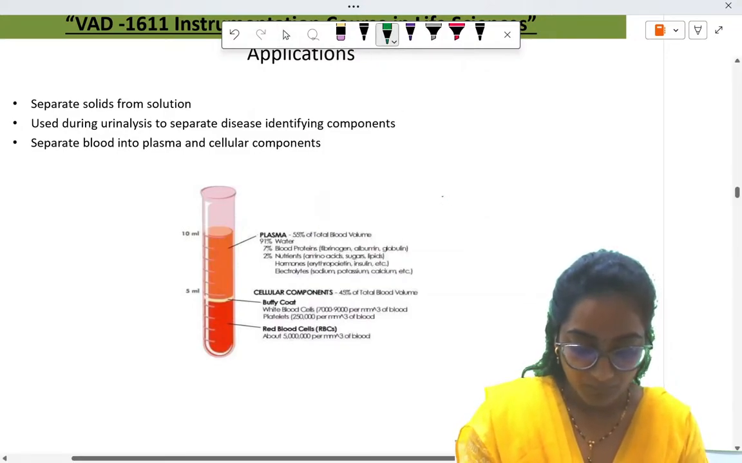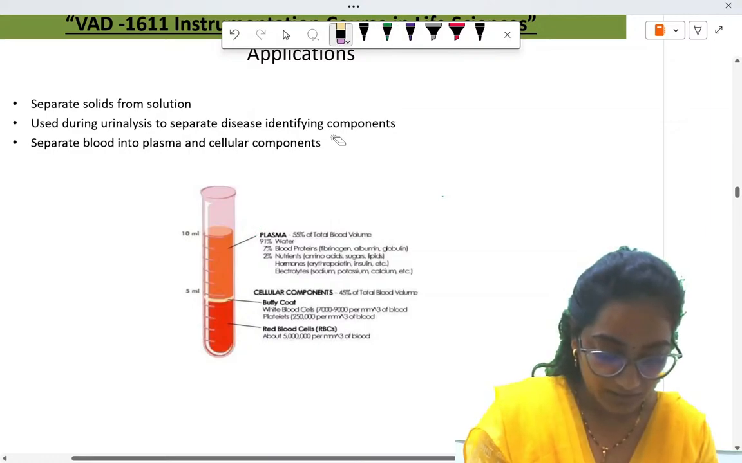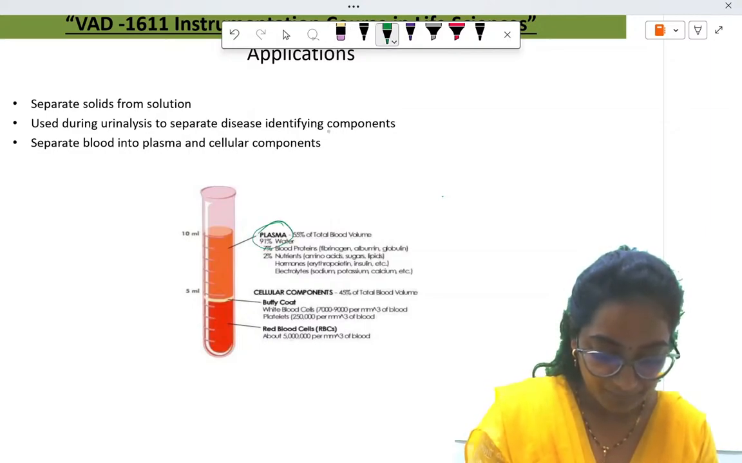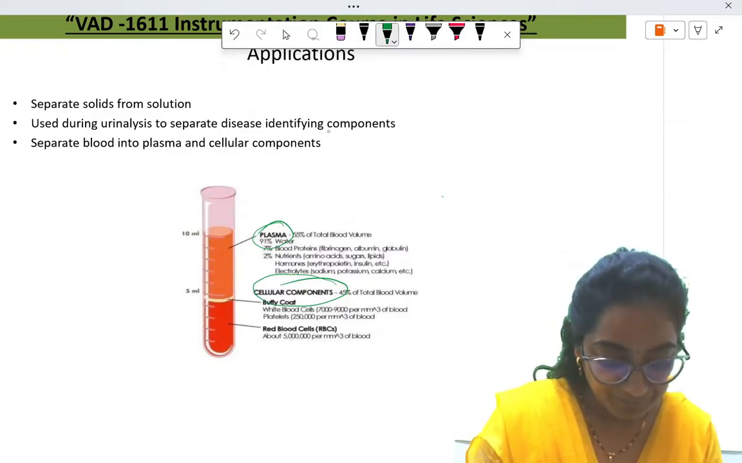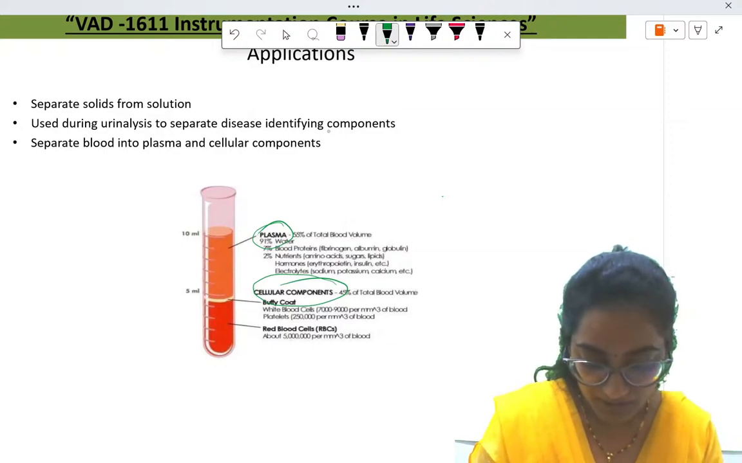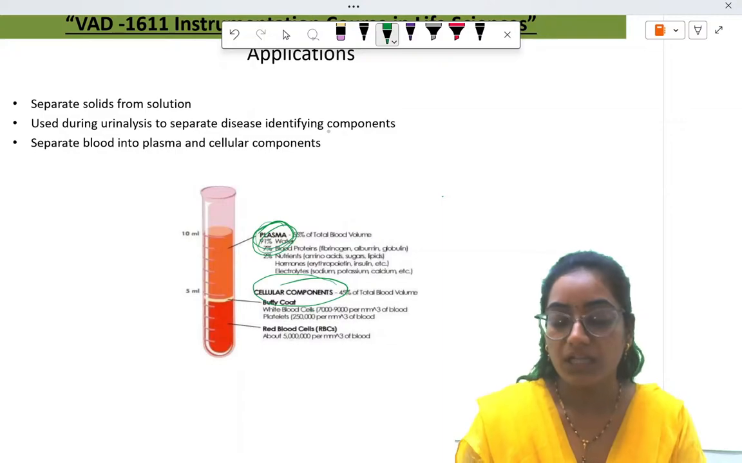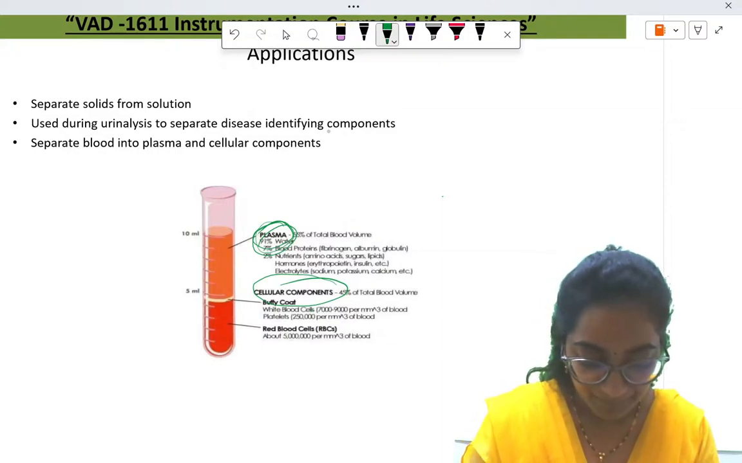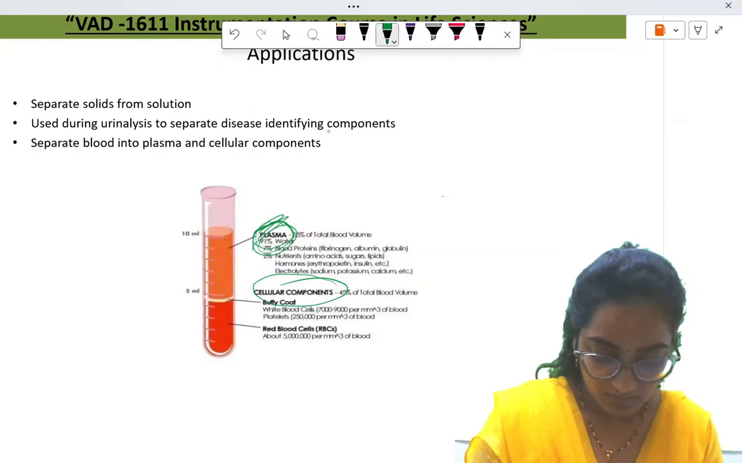The diagram shows us plasma separation of blood. The plasma and cellular components of a blood sample are separated by using centrifugation. The cellular components are separated, and the plasma, which is the liquid content of the blood, is separated by using a centrifuge.